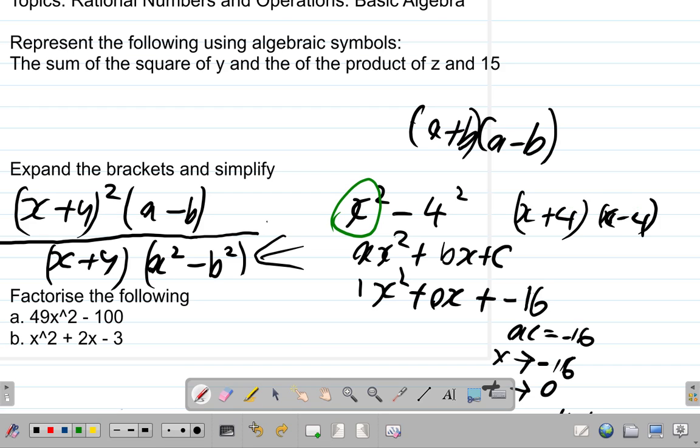Now, here, I guess that is it for now. You could treat the 49x squared minus 100 in the same way, but we'll use the shortcut, right? So you could try using the AC method on 49x squared. But anyway, you should remember both the AC method and the shortcut method. So remember not just the shortcut method alone. I will see you next time.